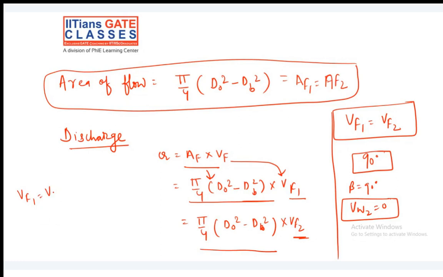You can find out V2 also. Why? Because when V2 is at 90 degrees, there is no whirl component, right? So Vf2 and V2 will be equal, and we know that Vf1 is equal to Vf2, which makes Vf1 also equal to V2. So one thing is done, and the second thing is that u will also remain the same, because u1 is equal to u2.